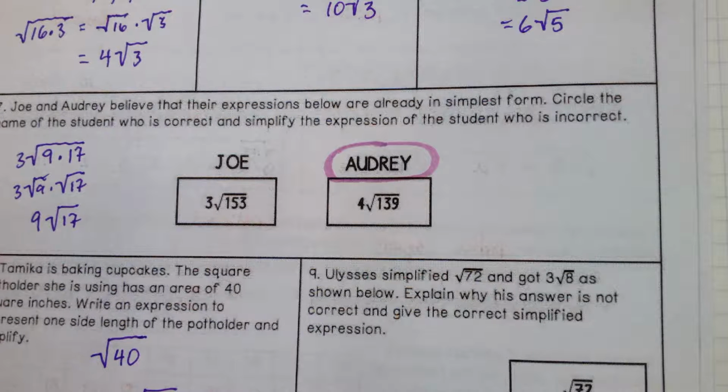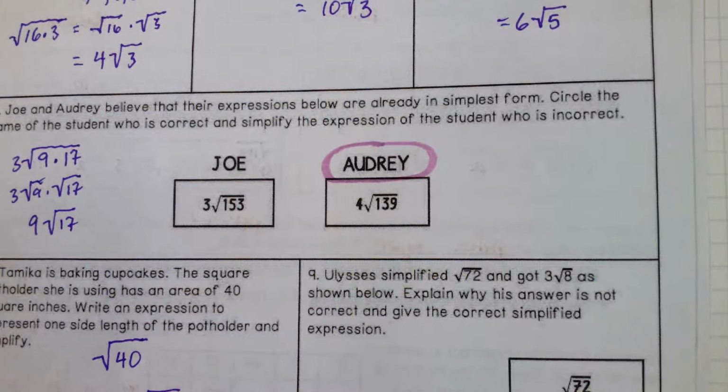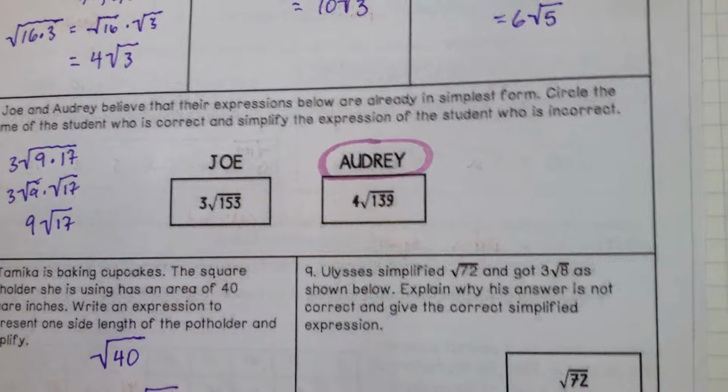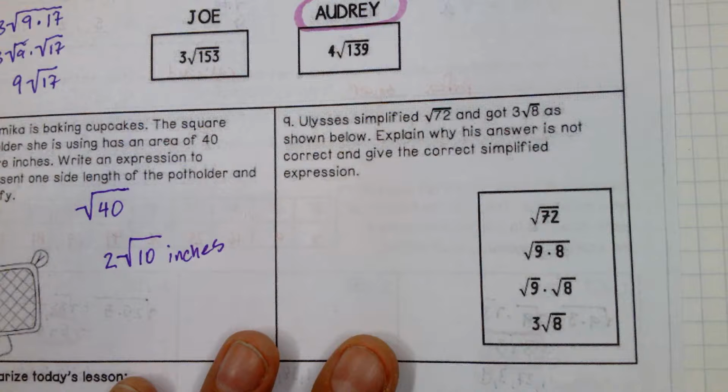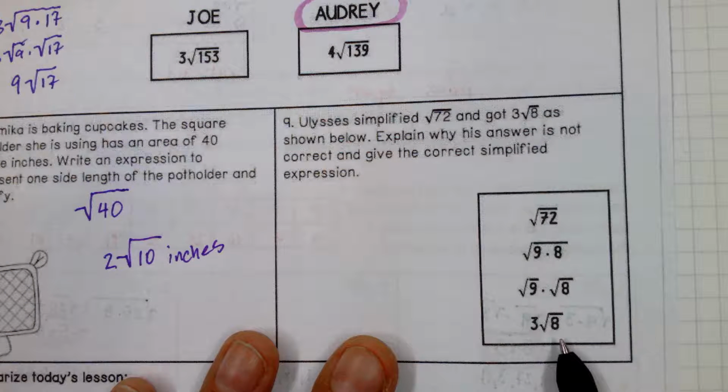Ulysses simplified the square root of 72 and got 3 radical 8 as shown. Explain why his answer is not correct and give the correct simplified expression. Let's take a look. What did he do? He did 9 times 8. Okay, I'll buy that. And then he ended up with 3 radical 8. And that's not correct. Main reason I see is, can we break up 8? Yeah, 4 times 2, right?